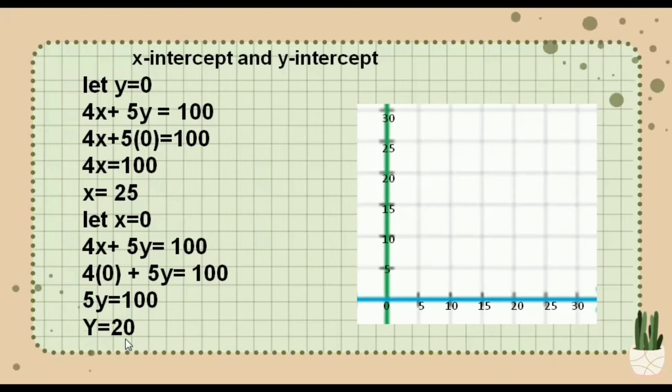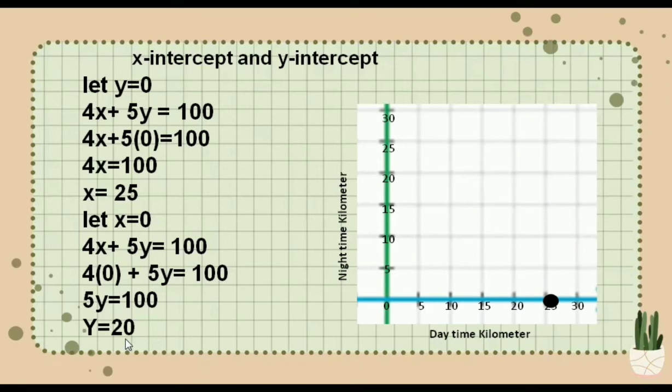So before we can plot these points, we need to label first our x-axis and y-axis. For the y-axis, it will be the nighttime kilometer, and for the x-axis, it will be the daytime kilometer. So we can now plot the points. For the x-intercept, it is the 25, so we'll plot the point right at 25, and for the y-intercept, it is equal to 20, so we will put the point right on the y-axis, which is at 20.